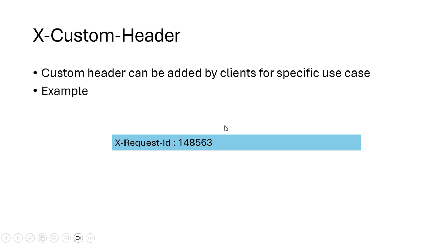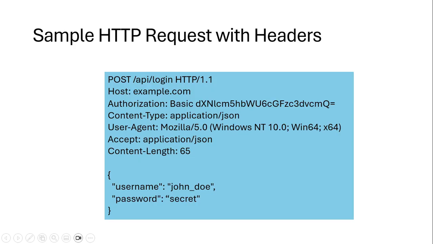Apart from this, we can also send custom headers. Okay, custom headers can be added by the clients for a very specific use case. For example, here we are sending a header. So this is the format like X, and then we can specify the request ID or any other information we want to pass. Here in this example, we are sending the request ID so that it can be used by the server to track where the request came from.